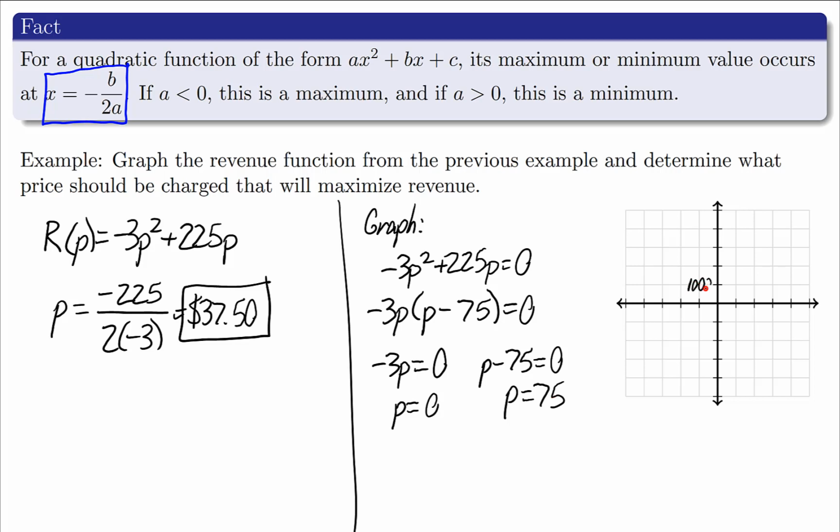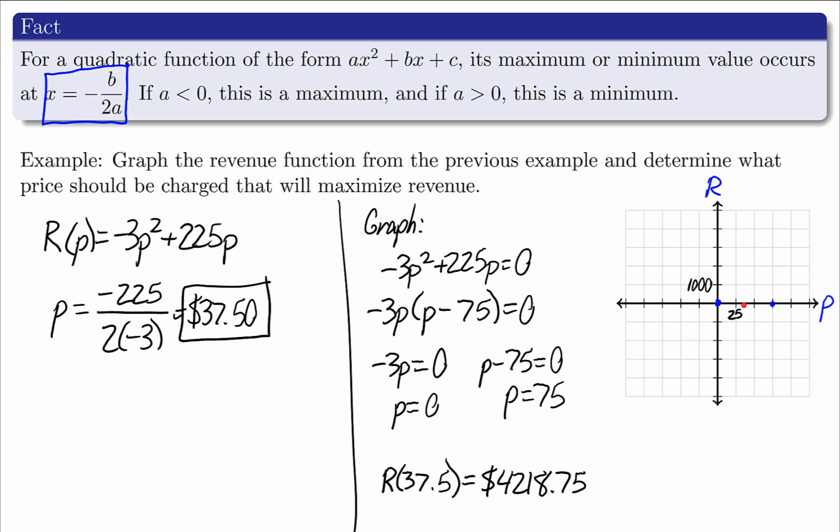Let's use a scale of 1,000 for the y-axis, which in this case is your revenue, and 25 for the x-axis, which in this case is your price. Now I'll plot my intercepts at 0, 0, and 75, 0. It also might be helpful to figure out just how high that maximum revenue is. So if you plug that 37.5 into the revenue function to find out just how much money they're making, you'll actually discover it to be $4,218.75. That's another useful point to draw on the graph.